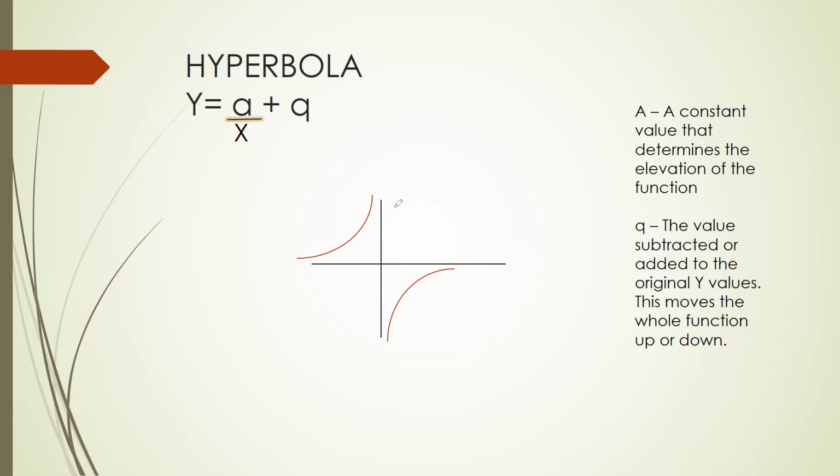Now this one has an asymptote. For instance, in this one, if your q is 0, in this case your q is 0. Let's just say your q is 0.